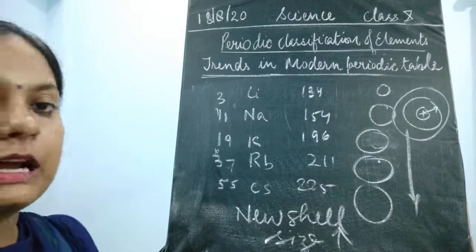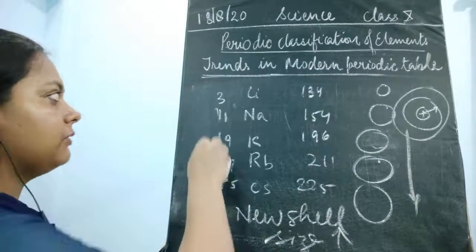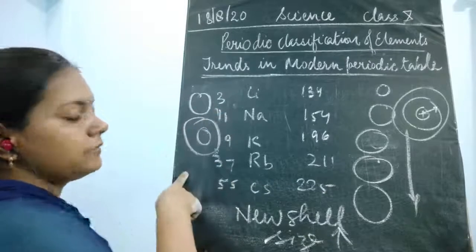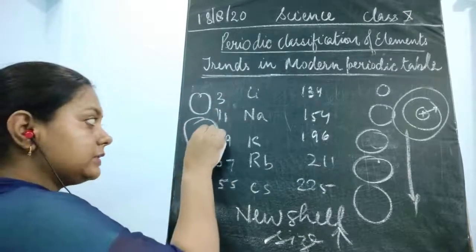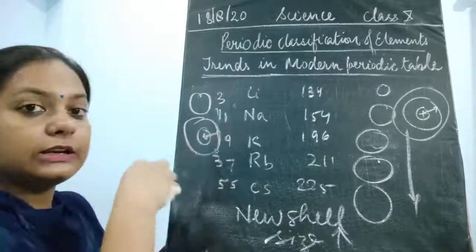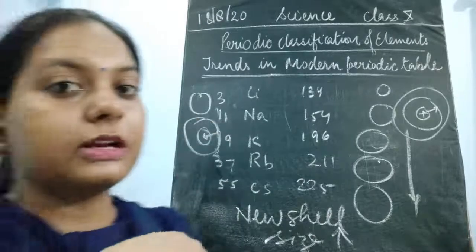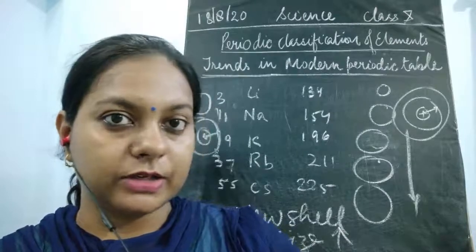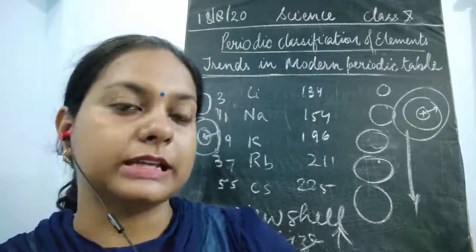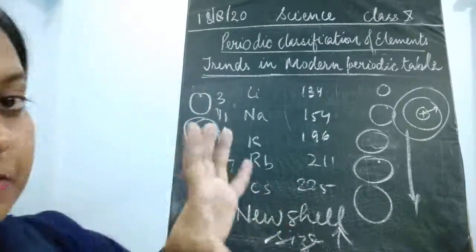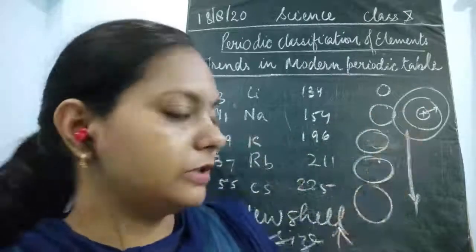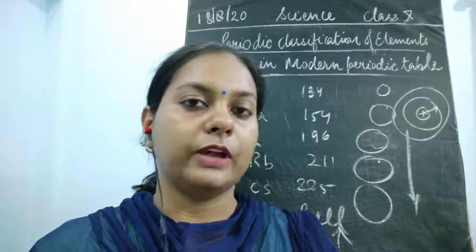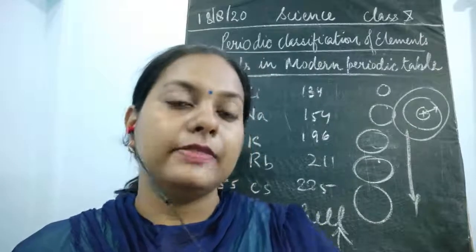So please remember what is happening when we are moving down the group: the size of the atom is increasing just because of the addition of the new shell, and the distance between the center of the nucleus and the outermost electron is increased. The effective nuclear charge is not going to attract the electrons much from the center. That is why the size remains larger when we are moving down the group. So this was all about the trend of the atomic size in the modern periodic table.